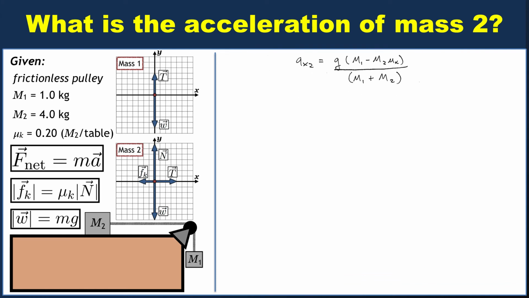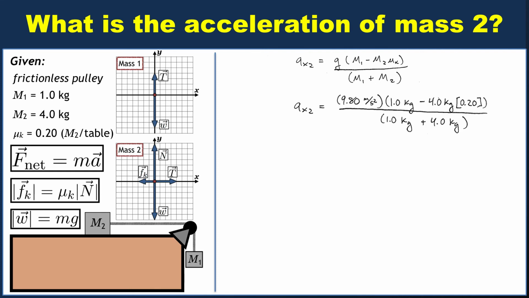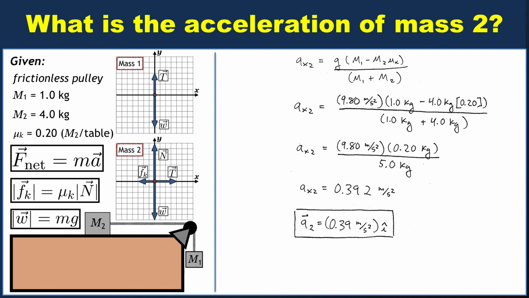Not so bad. The last step is just to put in the numbers. So we know that little g is 9.8 meters per second squared, and we're given the masses and the coefficient of kinetic friction. Do all of our math, simplify things a little bit, and we find that the acceleration of mass 2 in the x direction is 0.392 meters per second squared, or to two significant digits, and putting it back in vector notation, a2 equals 0.39 meters per second squared times i hat.